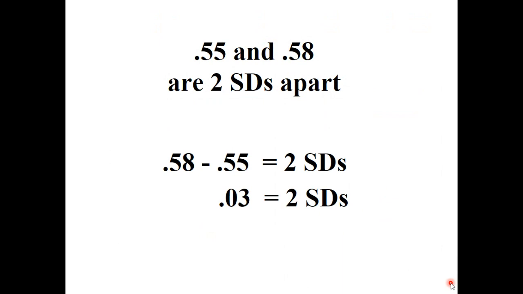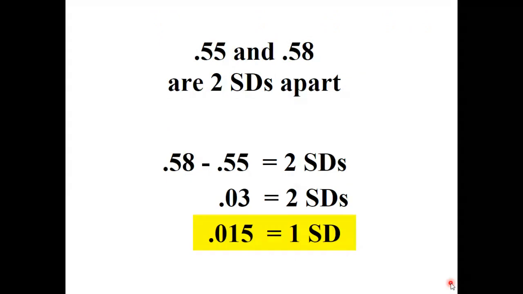The distance between them is 0.03. So this distance must be equal to 2 standard deviations. If we divide 0.03 by 2, we get 0.015. This number, 0.015, is equal to 1 standard deviation. So 0.015 is our estimate of the standard deviation of the distribution.